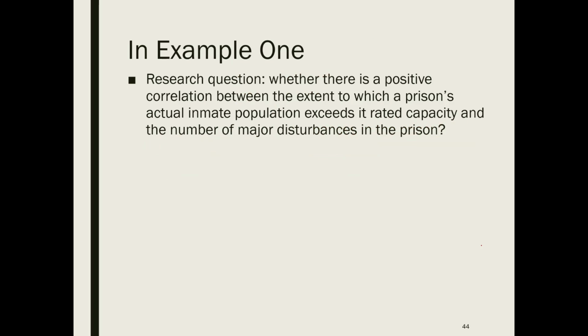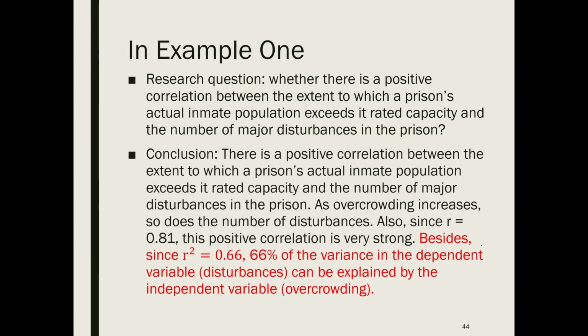So in example one, we can further finish our conclusion. The previous one: there is a positive correlation between the two variables, right? As the overcrowding increases, so does the number of disturbance, and also interpret the R. Since the R equals 0.80, this positive correlation is very strong. Okay, now we add another sentence that involves the R square.